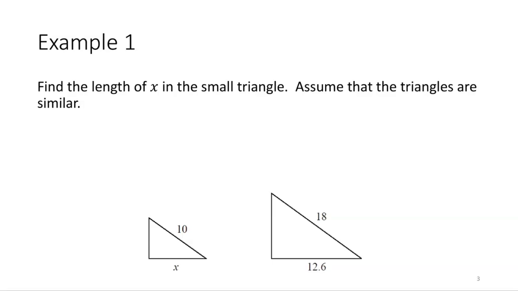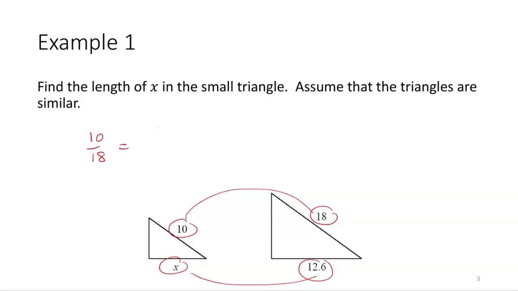So let's find the length of x in the small triangle and assume that these are similar. What we do is we match up corresponding parts. So that means that 10 over 18 is equal to x over 12.6. So you have this proportion here. You do the cross products. 10 times 12.6 is equal to 18 times x. So 126 is equal to 18x.